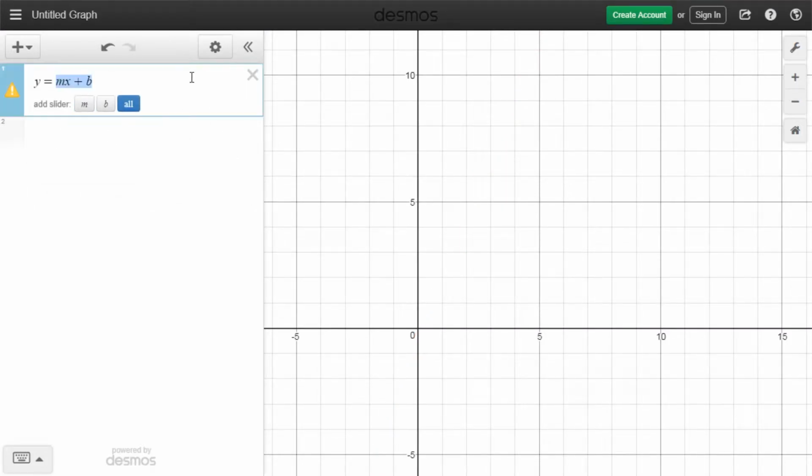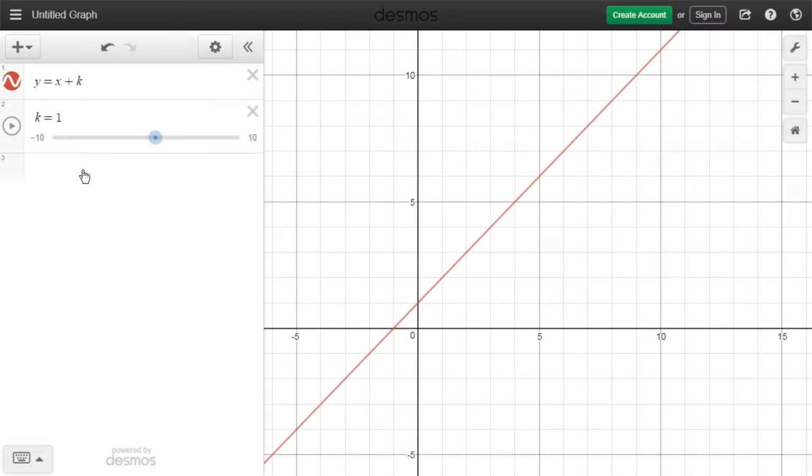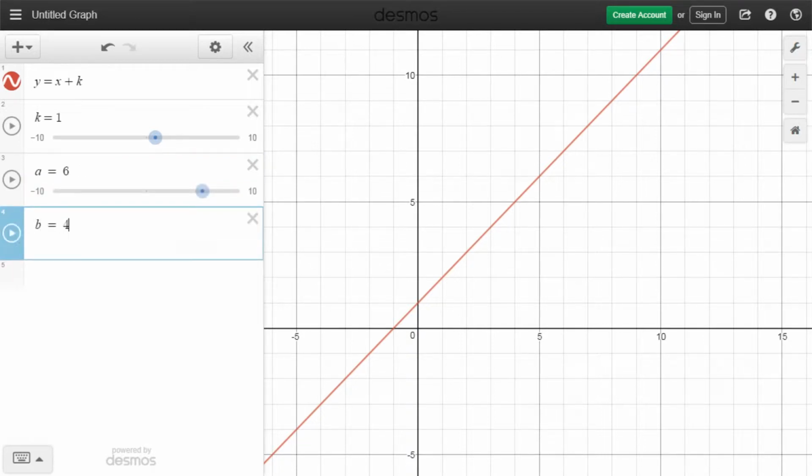So we're going to have something like y equals x plus something. I'll call it b for now. No, I'll call it k for now because we're going to use b for something else. In fact, let's get a and b in here. So a is, for the first one, what, 6? A is 6, b is 4. Okay, cool. So we've got sliders for those.